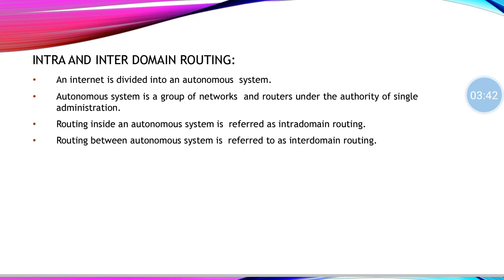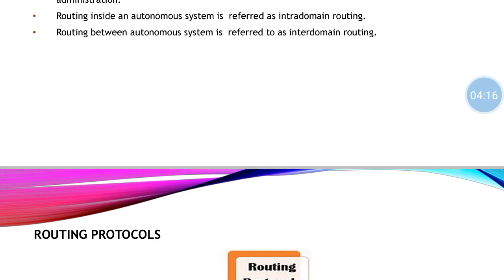Routing inside an autonomous system is referred to as intra-domain routing. So if communication is taking place between routers within Bhinder, then it is known as intra-domain routing. But if router to router communication is taking place from Bhinder to Mira Road, considering Bhinder and Mira Road as autonomous systems, then it is known as inter-domain routing. So if communication is taking place within a single autonomous system, it is known as intra-domain routing. If communication is taking place among different autonomous systems, then it is known as inter-domain routing. I hope the point is clear.